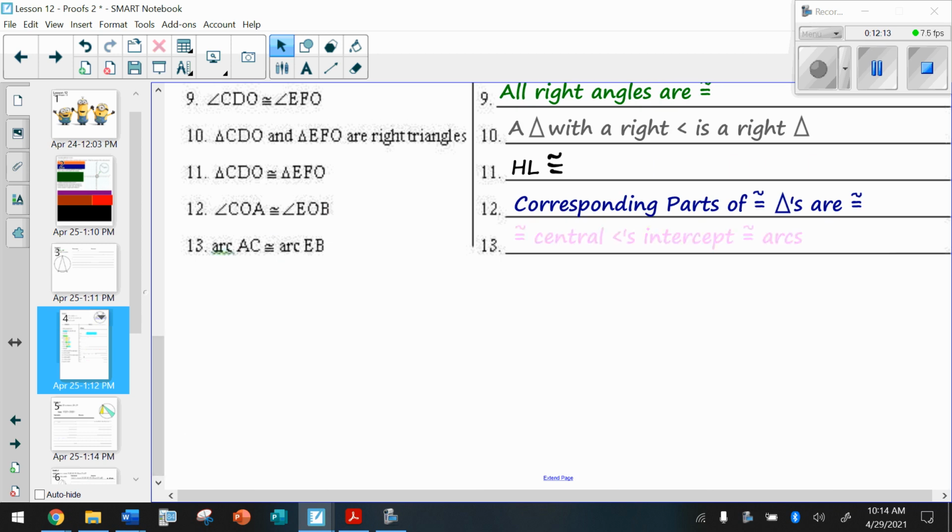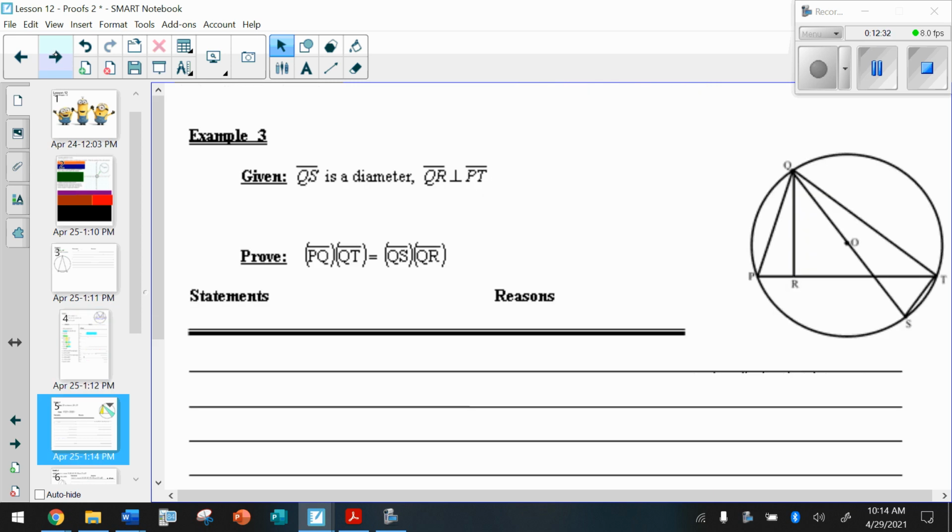did a proof in our notes, but we have the fact, the rule, the theorem, the end result, the last line of our proof: congruent central angles intercept congruent arcs. Turn the page. Okay. Turn the page. This one we are doing from scratch.